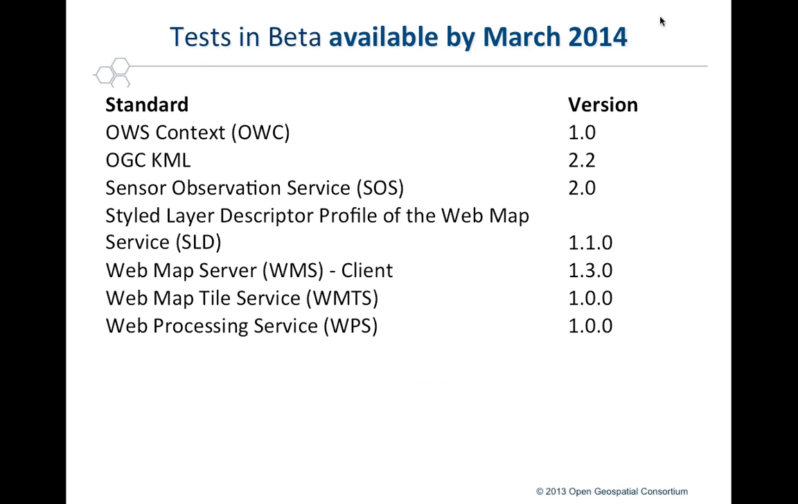We have some tests in beta that we hope to make available in March 2014. This is OWS Context 1.0, which is a new standard as well. KML, which some of you may know, but Google brought KML to the OGC to make it an open standard. Sensor Observation Service 2.0, SLD 1.10, WMS Client, and it will be the first time that we can do client testing and certified client. This will happen in March. WMTS 1.0 and Web Processing Service 1.0.